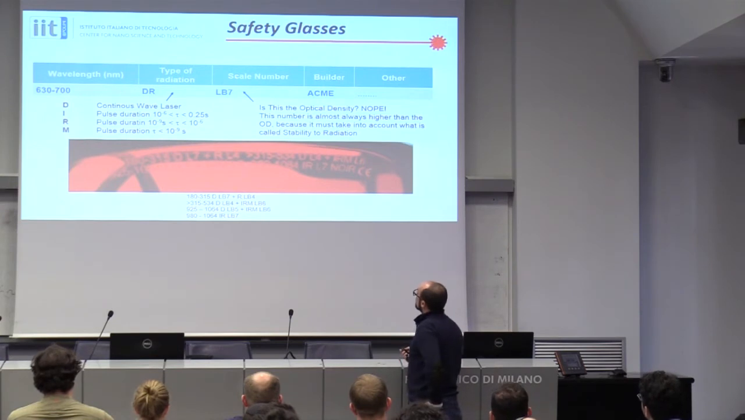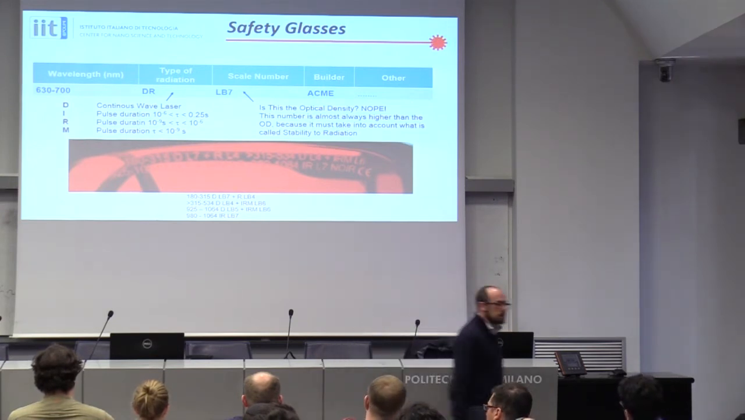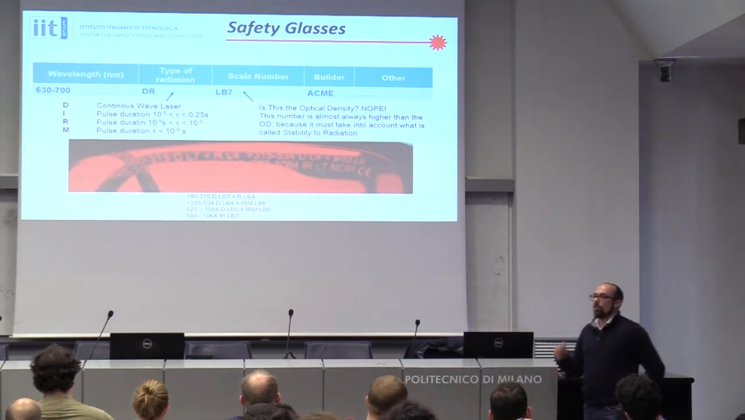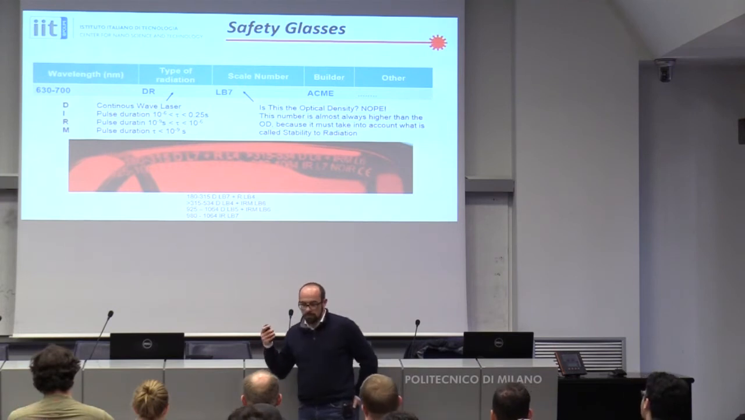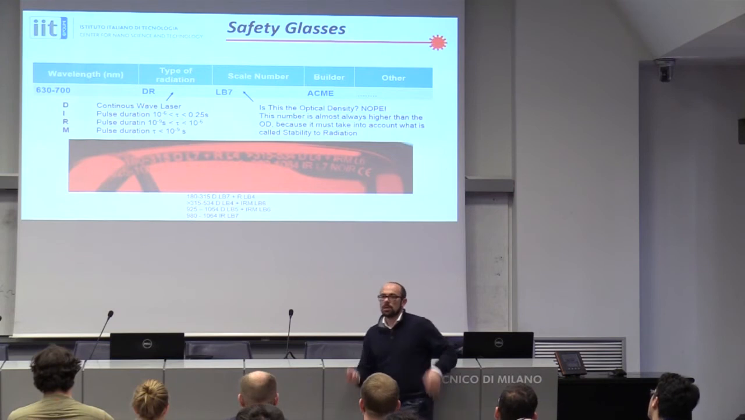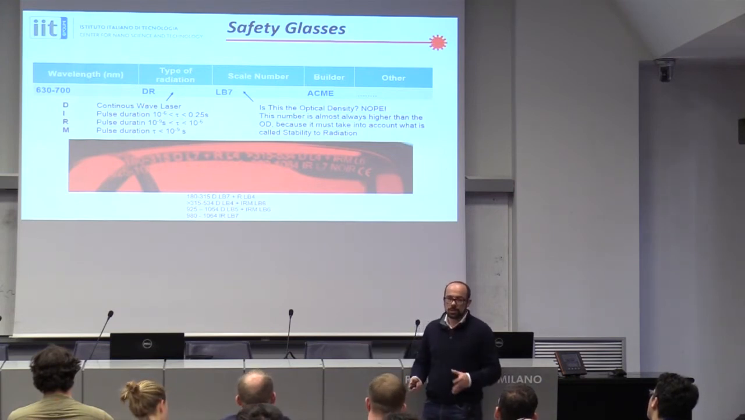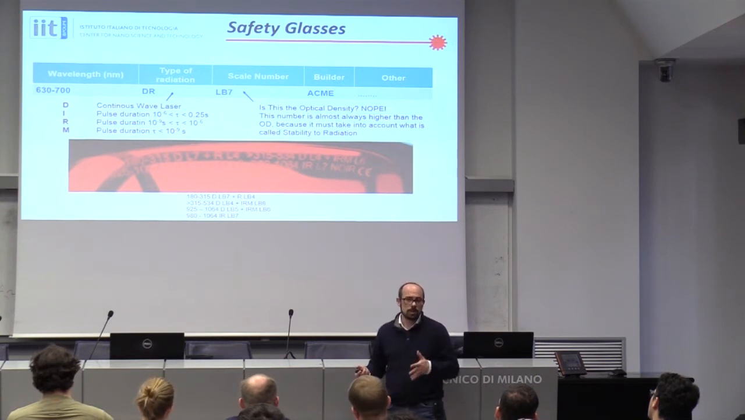Then after this, you're going to find this strange number, which is not optical density. When you make your calculations, you take into account power, spot size, divergence, the exposure scenario conditions, and so on. Then you get a number which is similar to optical density.